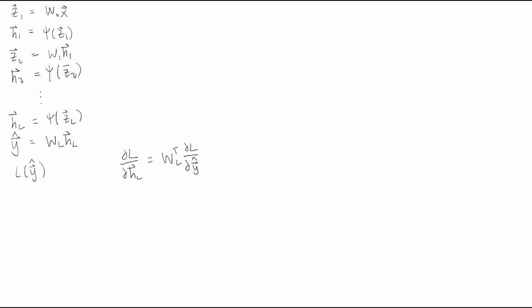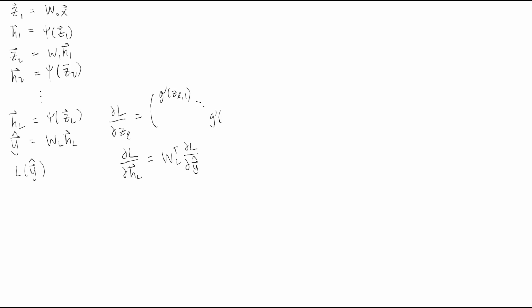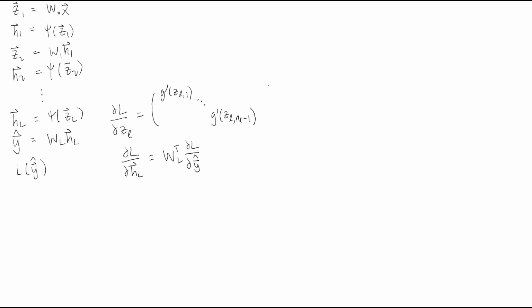Going backwards, we have partial L partial ZL. Now just a generic index. We have this diagonal matrix, G prime of ZL1, through G prime of ZL comma NL minus 1. And here I'm going to take the convention that we have a column of zeros over here. After some discussion with one of you on the course forum, I think this is a better way to go because it's the clearest.